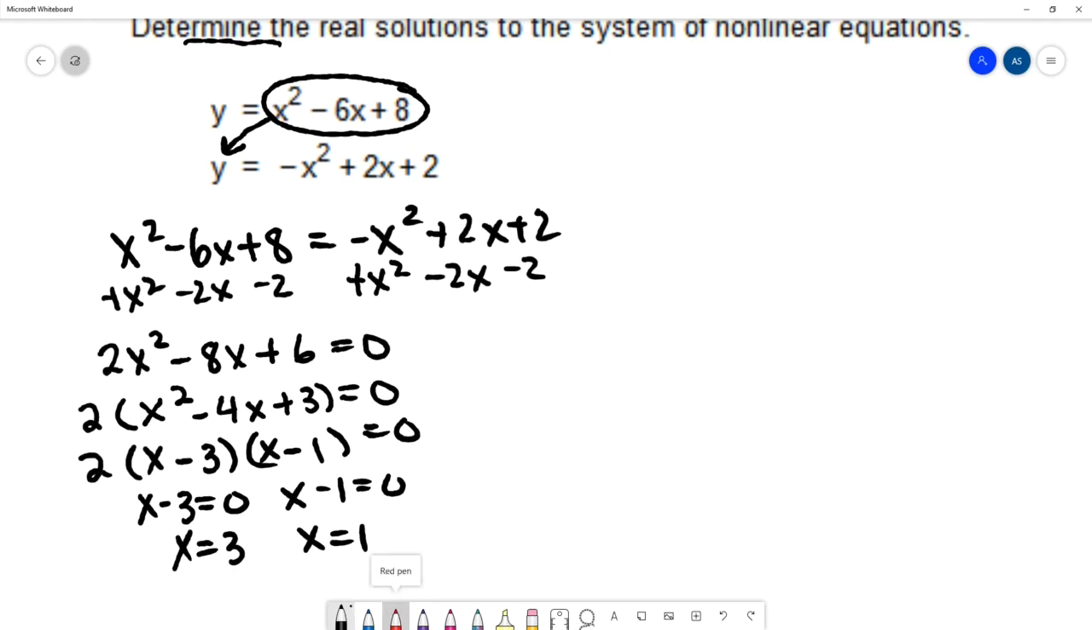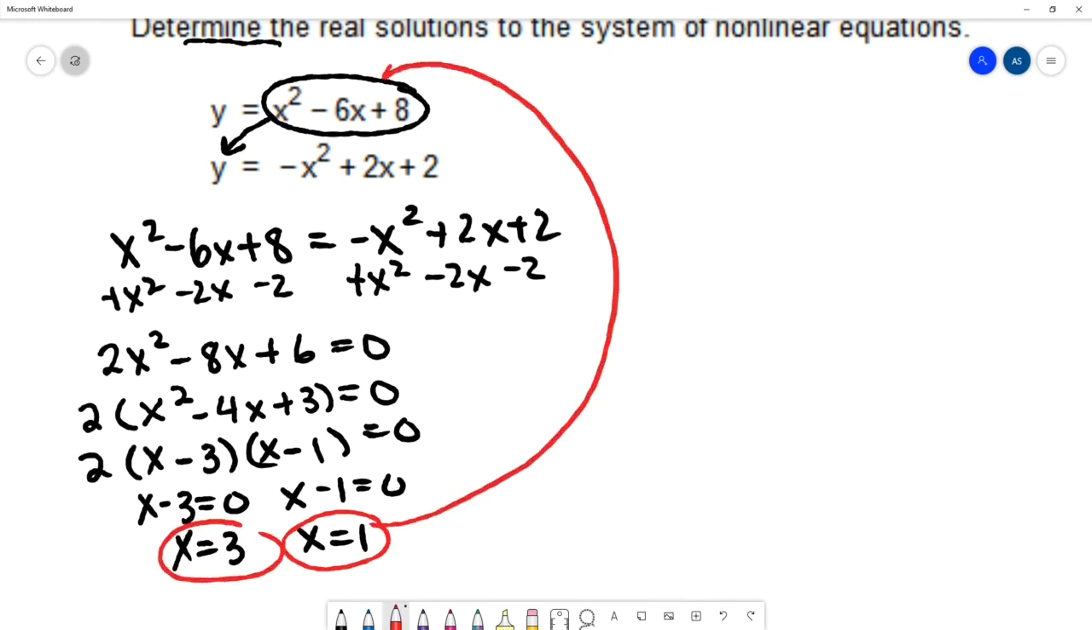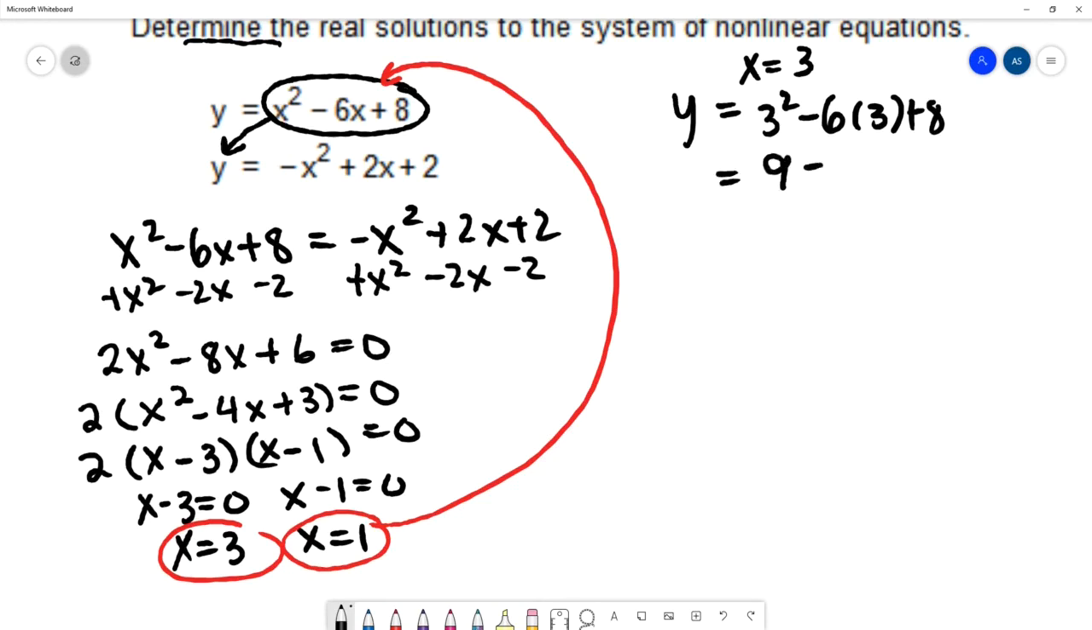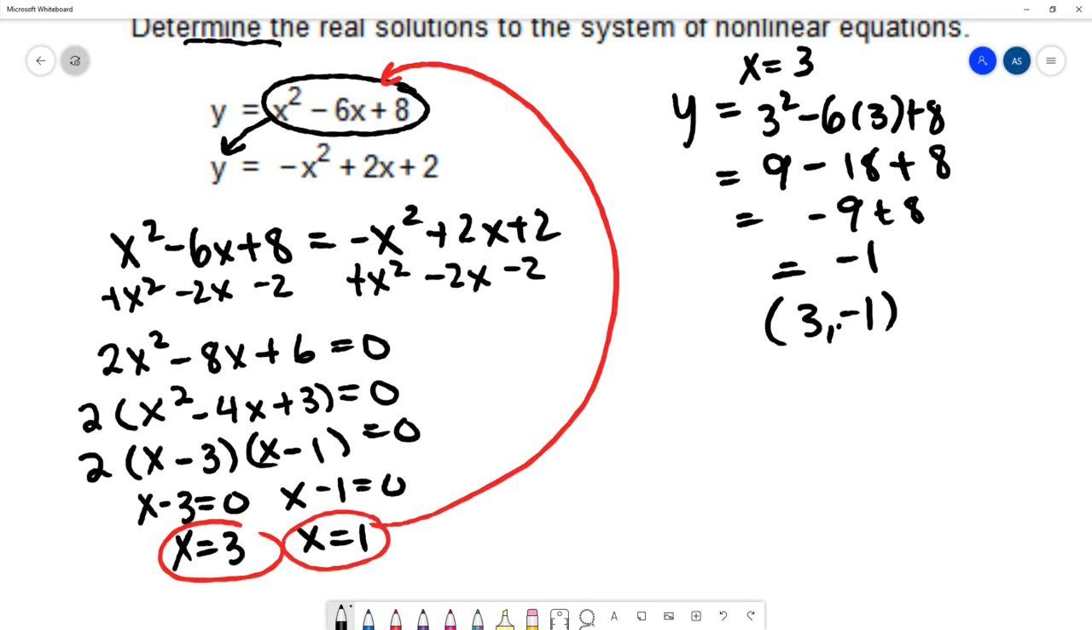Now let's find the y coordinates by plugging these x's into either equation. We have x is 3, y is equal to 3 squared minus 6 times 3 plus 8. 3 squared is 9. 6 times 3 is 18. 9 minus 18 is negative 9. Negative 9 plus 8 is negative 1. So one of our solutions is (3, negative 1).